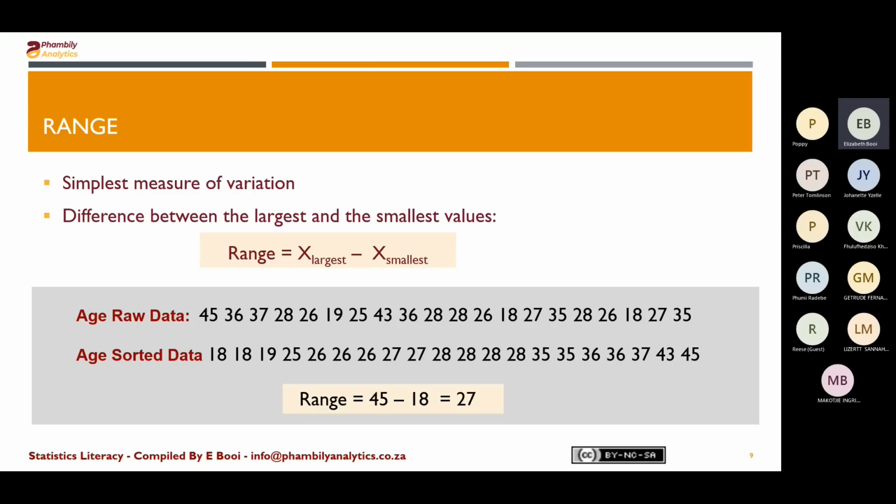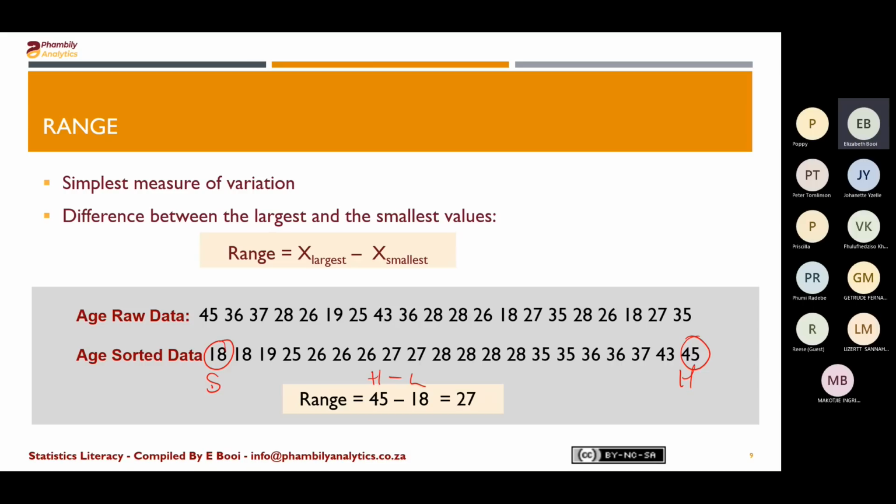So from our data, we need to also sort the data from lowest to highest. And from there, we are able to identify our smallest value and our highest value. So we're going to take our highest value minus our lowest value, and that gives us the range of the data. So that means our data set is dispersed, or there is a variation of 27 between the smallest value and your highest value.